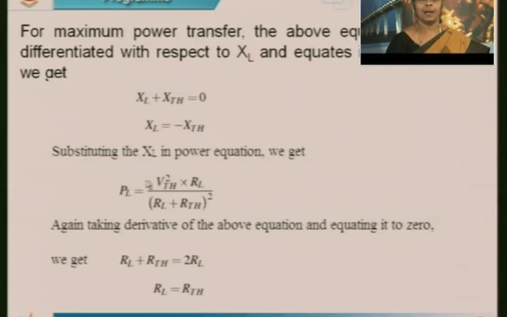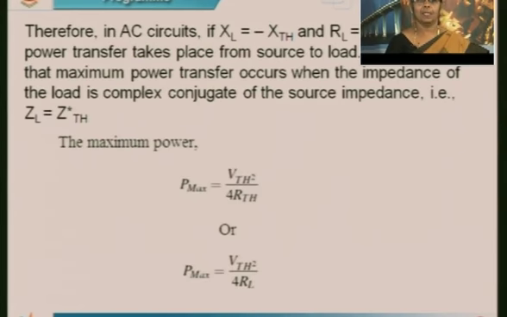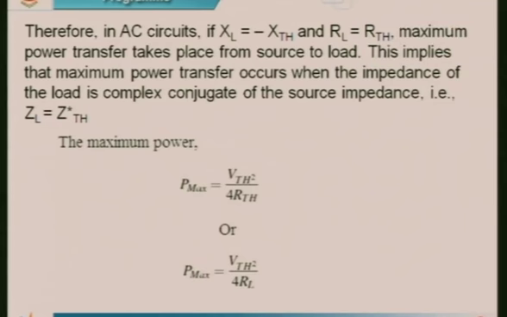So then we have only the expression PL is equal to V Thevenin square into RL by RL plus R Thevenin. Again, if you take the derivative of this with respect to RL, it is almost similar to the first derivation we did. So it is RL plus R Thevenin is equal to 2RL. The same thing you are going to get, and RL is equal to R Thevenin. So if you just observe the value of the impedance in case of an AC circuit, you say that XL should be equal to minus X Thevenin and RL should be equal to R Thevenin.